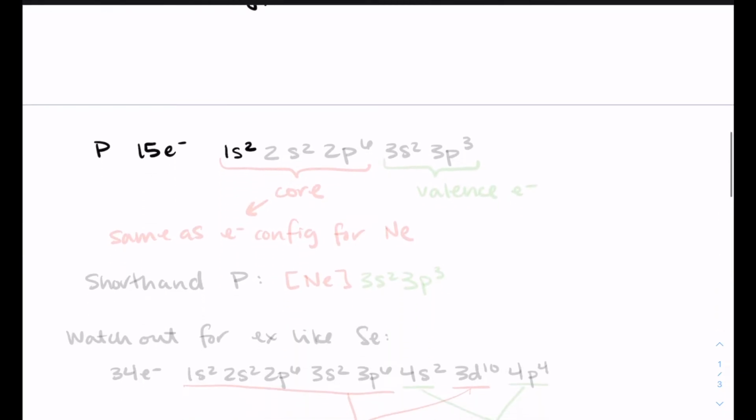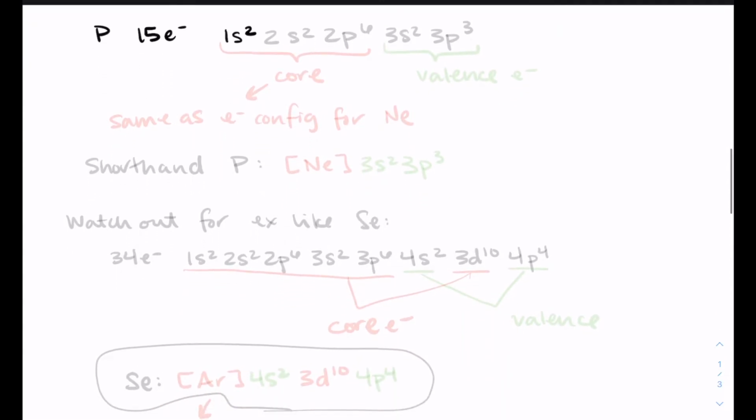So the outermost n level, the highest number n that electrons are in, is 3. So everything in n equals 3 is considered a valence electron. Everything else is considered a core electron. So everything in n equals 1 and n equals 2 is core. And we would call the n equals 1 shell closed because it's completely full. The n equals 2 shell, which is everything with a 2, so the s and the p, is also closed. It's completely full.